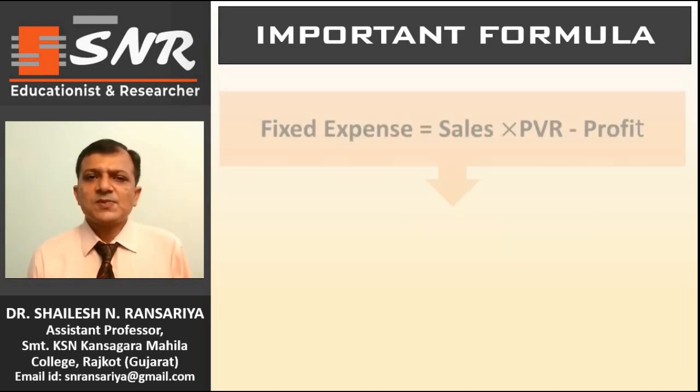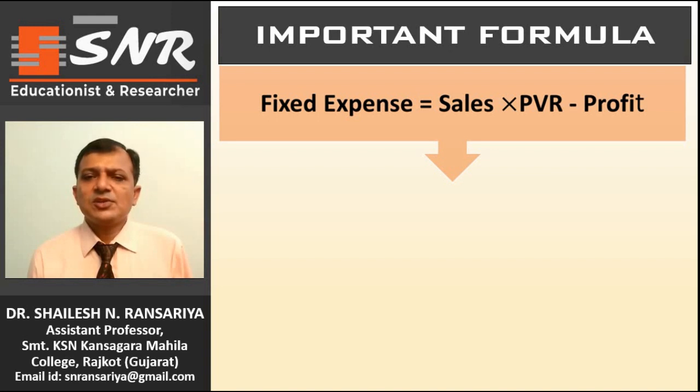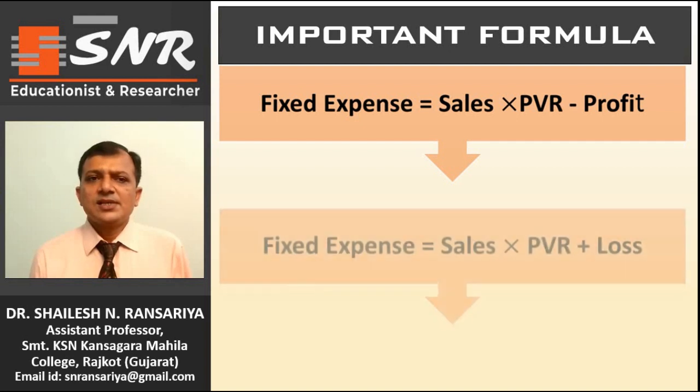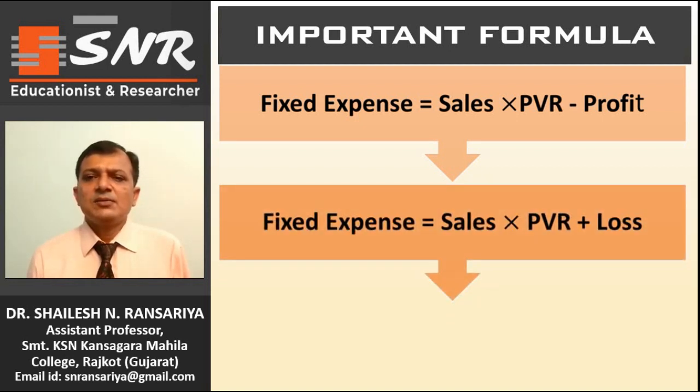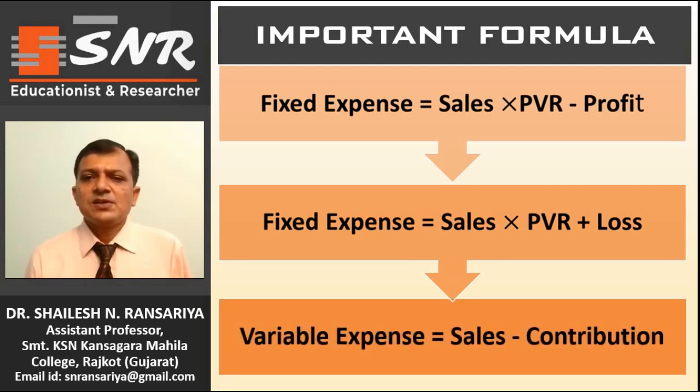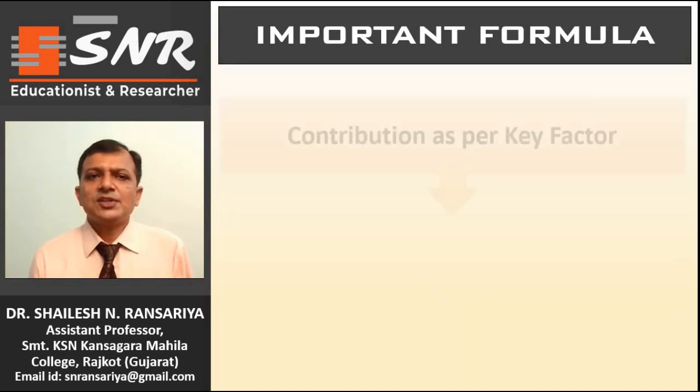Next, fixed expenses. Fixed expenses we can calculate with sales multiply PVR minus profit. If the loss is there, then the formula is sales multiply PVR plus loss. Next, variable expense. Variable expense we can calculate from the contribution formula. So variable expense is equal to sales minus contribution. Now, we will discuss the formula for the key factor.